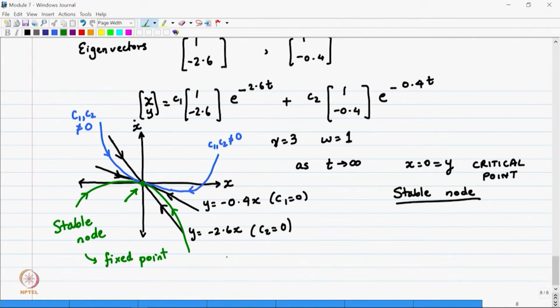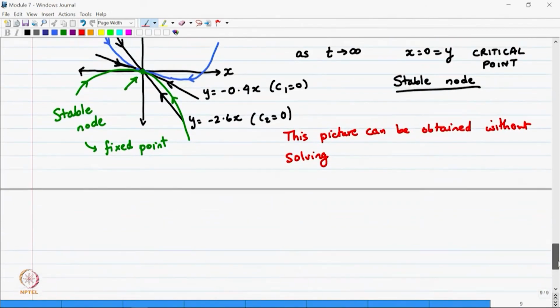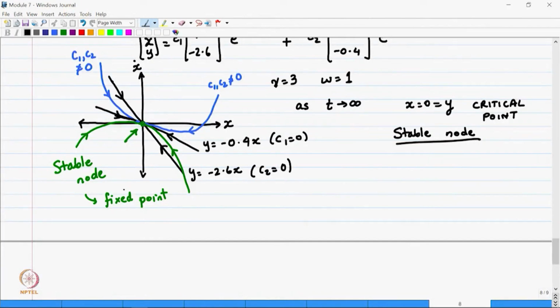If you just look at the equation in this form, this picture can be obtained without solving, and that is what I am going to show you in the last part of this lecture. So, this point is a stable node or a fixed point.